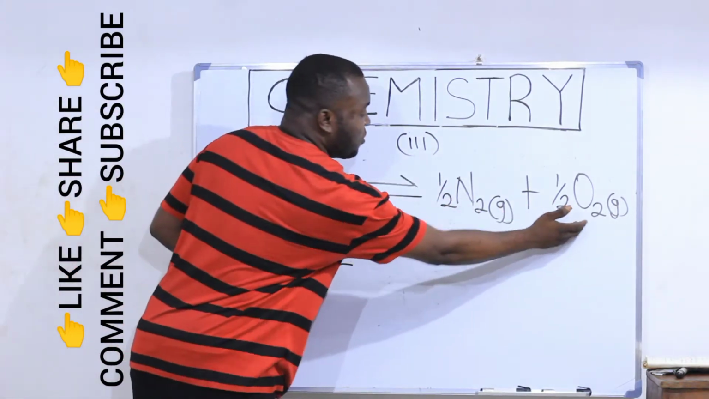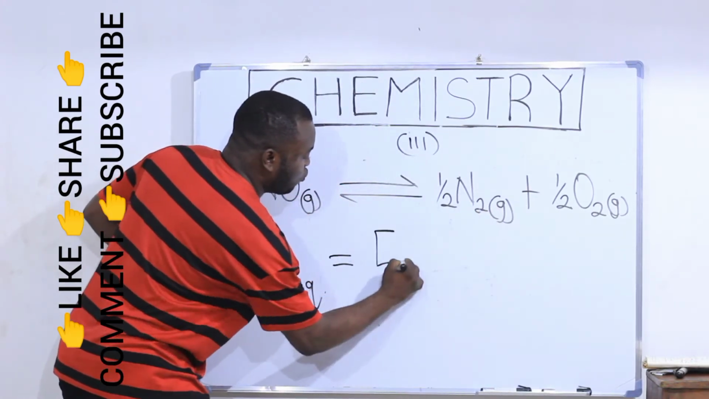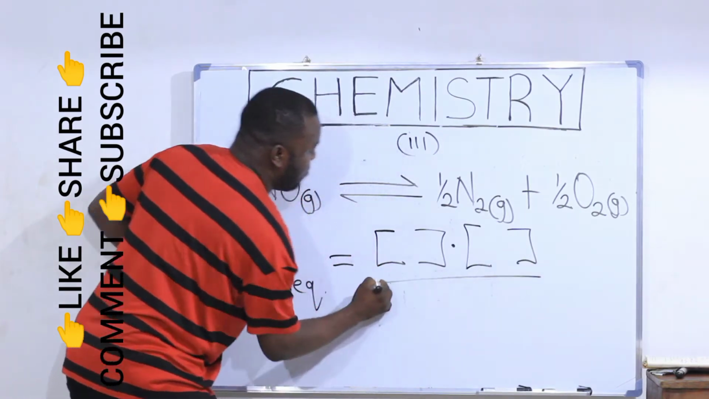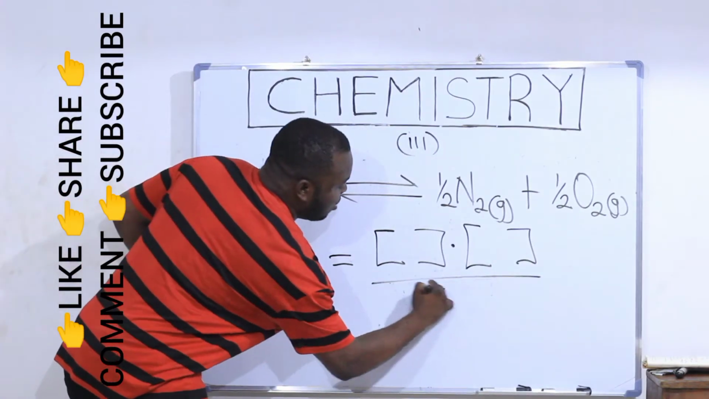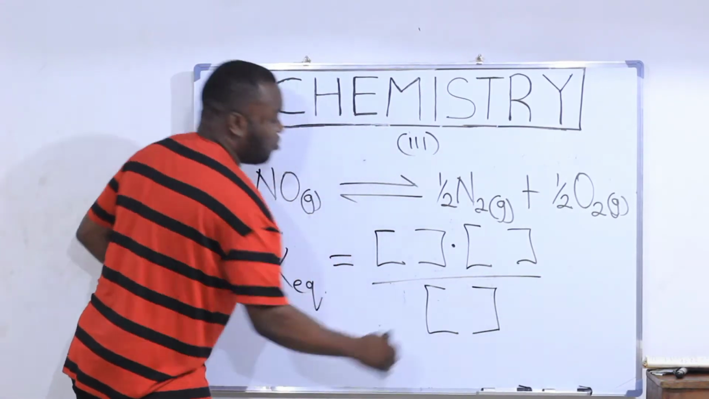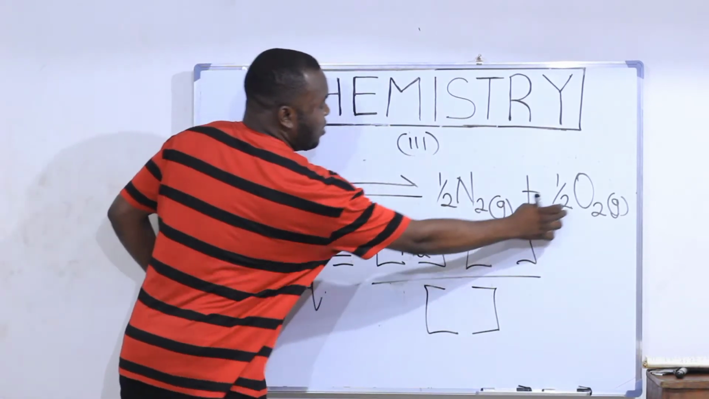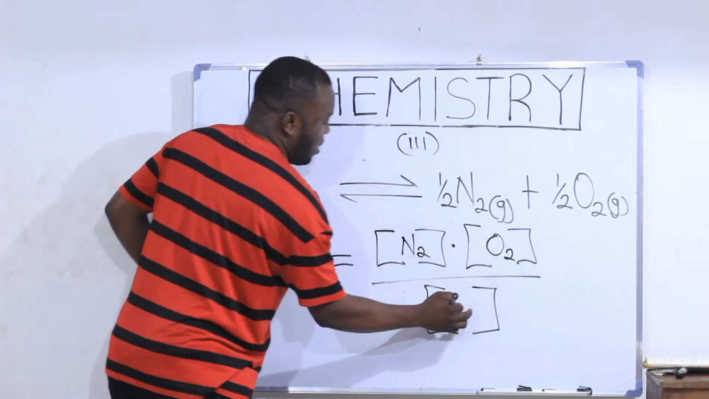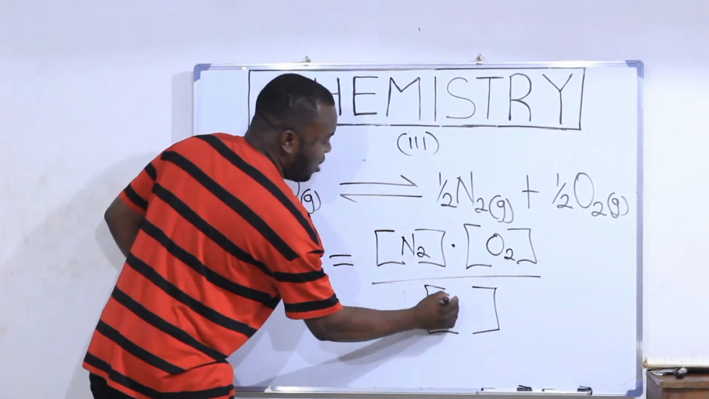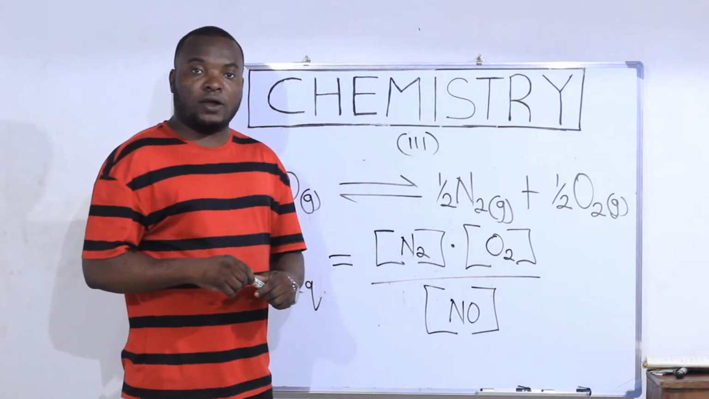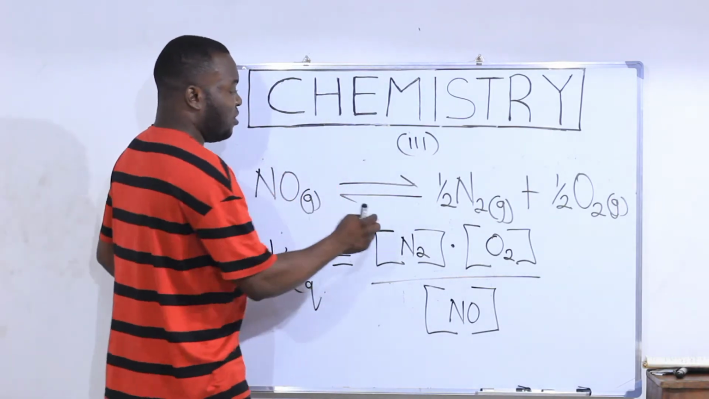I have 2 products here, so I'm going to have 2 concentration brackets up, divided by, I have only 1 reactant, so I'm going to have 1 concentration down. So here is my nitrogen gas, here is my oxygen gas, and the reactant is my NO. Now, raise each one to the power of their stoichiometric coefficients.